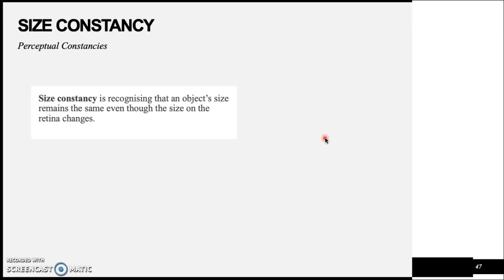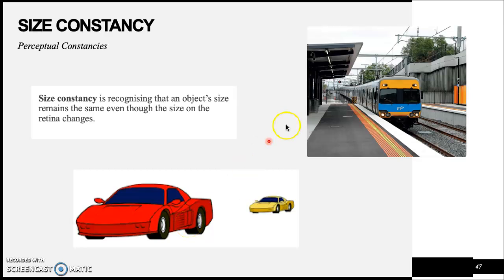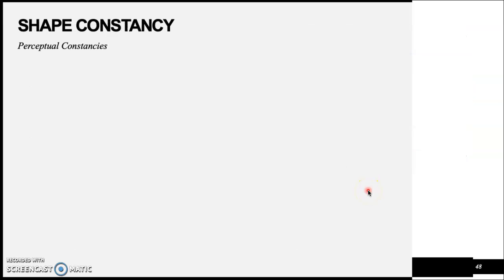Size constancy. Size constancy is recognizing that an object's size remains the same even though the size on the retina changes. So think of the railway we just looked at. Here, we still perceive these two cars as being the same size car, but on our retina, this is casting a much smaller image than this one here. Same with our train. This part of the train casts a much larger image than this part, but we still maintain this idea that the train is the same size and is rather going off into the distance.